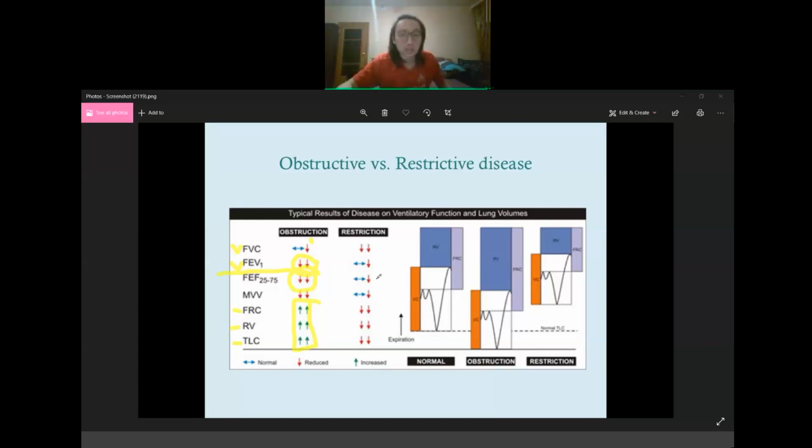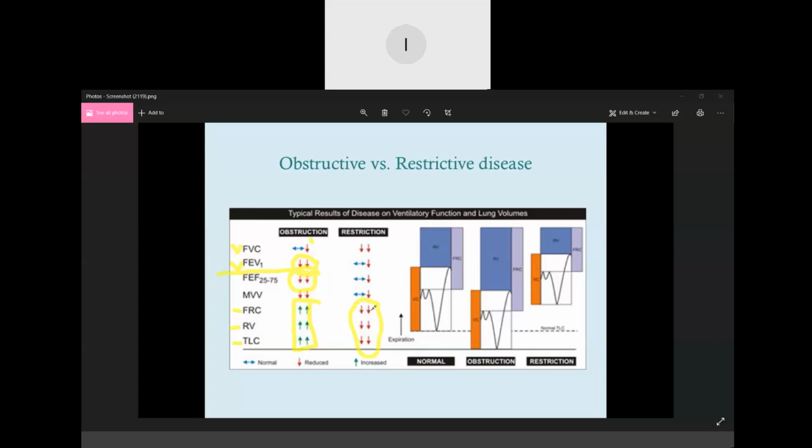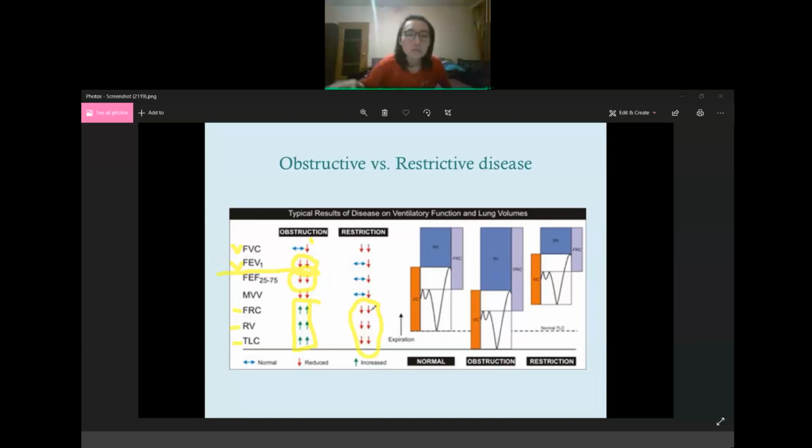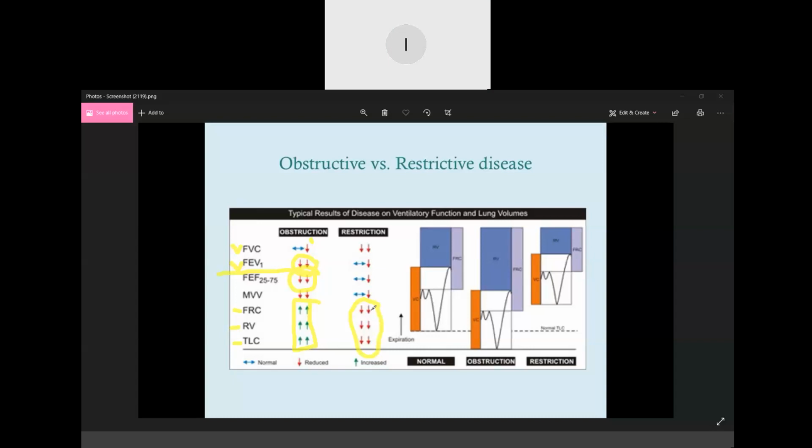But the problem here again is your residual volume. Because the lung parenchyma is now no longer able to hold that much air, your residual volume can decrease. Thus, your total lung capacity as well. Okay, so this is how to differentiate obstructive and restrictive lung diseases based on spirometry, both your static lung compartments and your airflow and movement parameters.